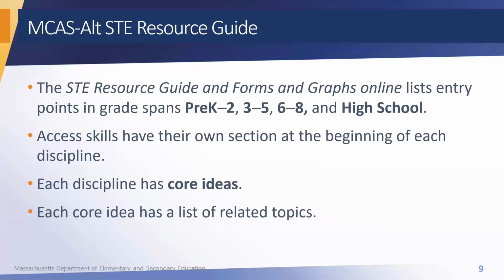Access skills for science, though, has their very own section, and that's at the beginning of each discipline. Because science is so different and we have the different practices, it's not at the lowest grade level like it is for the other content areas. So for science, if you're working at access skills, you're going to find it in its very own section.